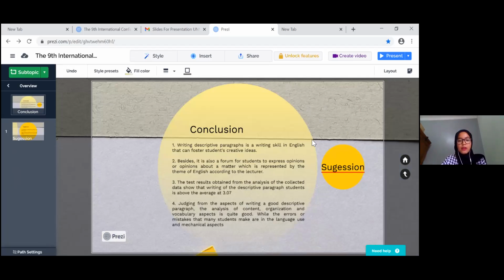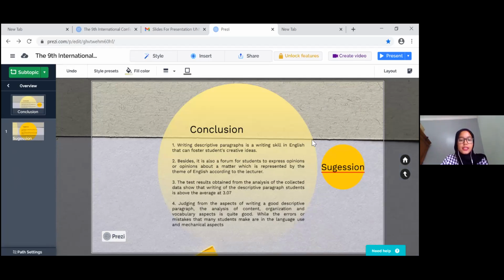writing descriptive paragraph is a writing skill in English that can foster students' creative ideas. Besides, it is also a form for students to express opinion about the matter which is represented by the theme of English according to the lecture.